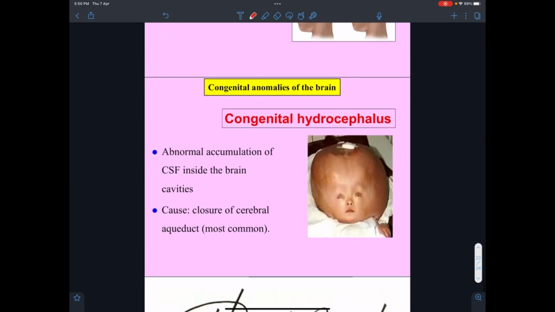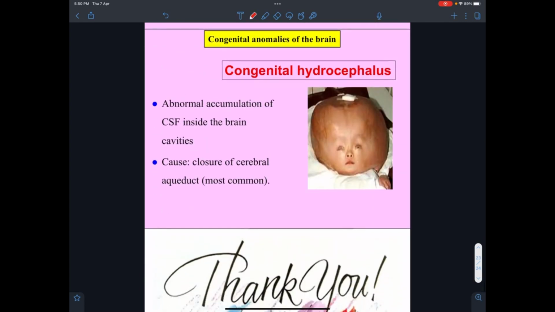Now, the last of the congenital anomalies of the brain is congenital hydrocephalus. Hydrocephalus can be acquired, but we're looking at congenital hydrocephalus. Congenital hydrocephalus is characterized by an abnormal accumulation of CSF inside the brain cavities, essentially in the ventricular system. And the reason why, and this is very important, this is MCQ guaranteed, is because there is closure of the cerebral aqueduct.